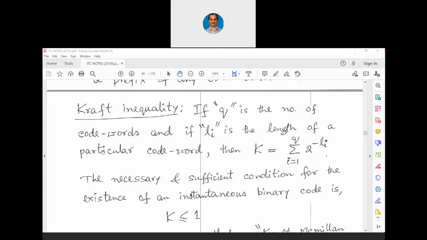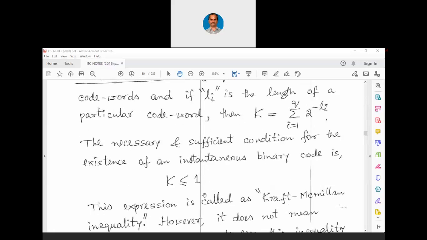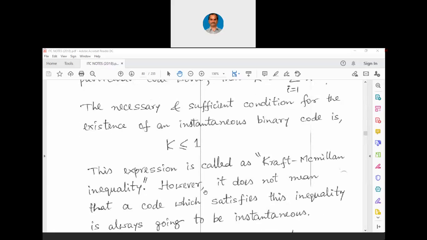If Q is the number of code words and if Li is the length of a particular code word, then K is equal to the summation of i equals 1 to Q of 2 power minus Li, and the necessary and sufficient condition for the existence of an instantaneous binary code is that K must be less than or equal to 1. This expression is called the Kraft-McMillan inequality.